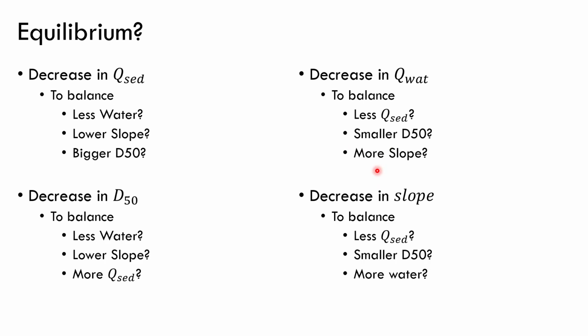And so in this case, less sediment discharge is probably what's going to happen, most likely. More slope with less water is not going to happen, because we're not going to have the energy to change slope if we have a decrease in discharge. So in this case, less sediment is probably going to be the way to balance this out.